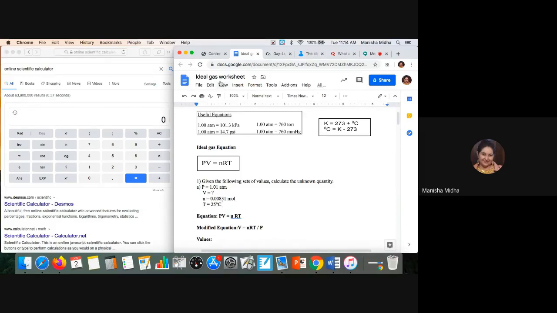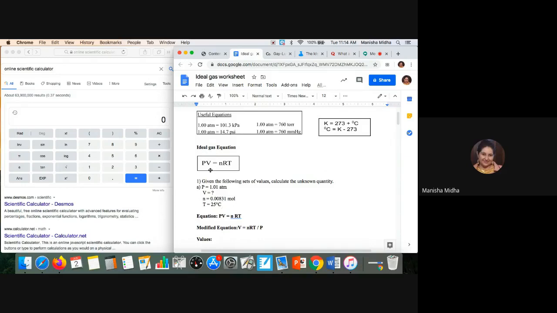So this is called the ideal gas law. The equation for the ideal gas law is right here: P times V equals N times R times T. P stands for pressure, V for volume, and the little lowercase n is moles, R is a constant, the value should be given to you, and T is the temperature.